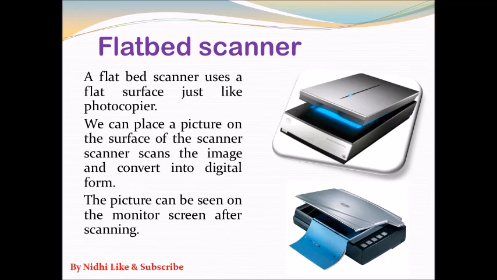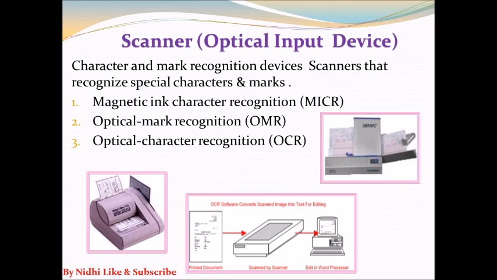Next there are character and mark recognition devices, and scanners that recognize these types of characters and marks are known as optical input scanners. Okay, so here you can see magnetic ink character recognition, that is MICR, that is used to read the checks in a bank, and all checks have a special check number that is written with a magnetic ink. So this MICR machine is used for reading the checks.